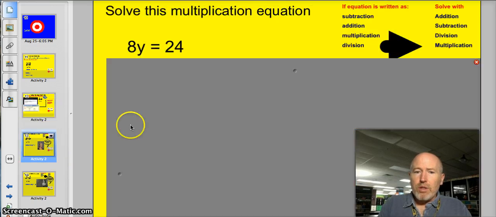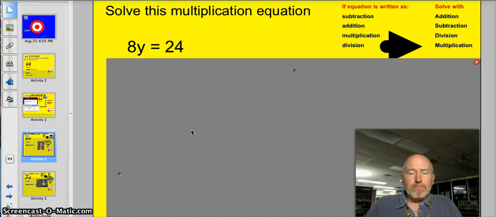Let's try some examples. You try 8y equals 24. Go ahead.